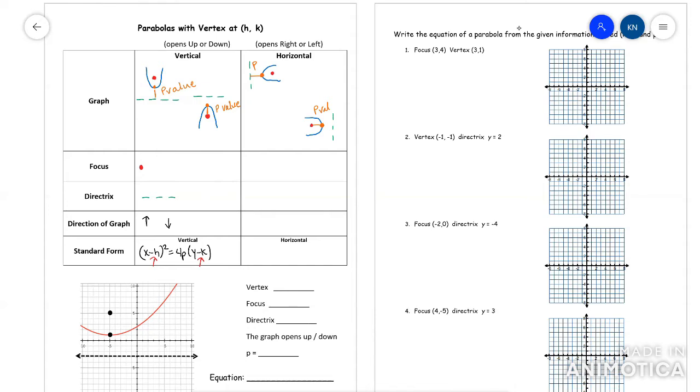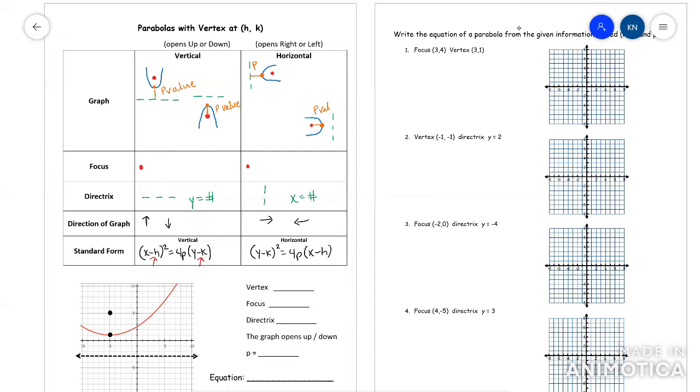So in this one, same thing, the focus is the red dot. The directrix now though is a vertical dotted line, which by the way, horizontal dotted lines are y equals numbers. Vertical dotted lines are x equals numbers. You're going to need to know that moving forward. Direction of the graph is either going to go right or left. And the equation in standard form for horizontal goes (y - k)² = 4p(x - h).